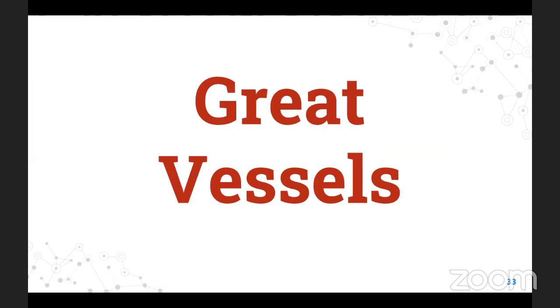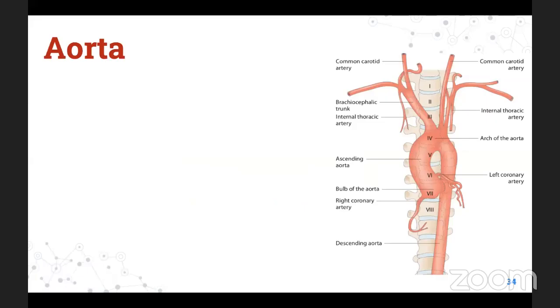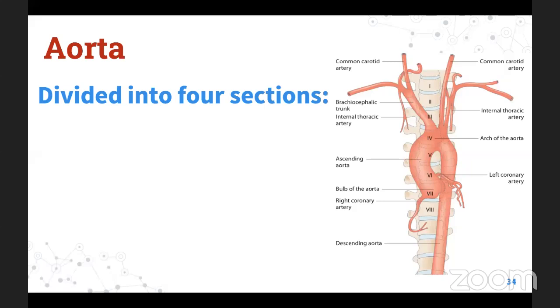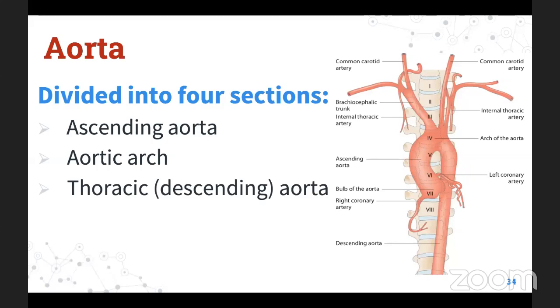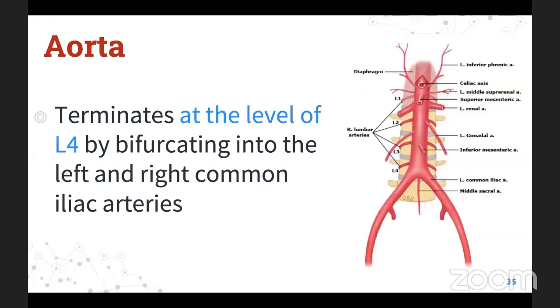Now we'll talk about the great vessels. We'll talk about the aorta and pulmonary trunk specifically. We'll start by talking about the aorta, with an overview, then we'll talk about each segment of the aorta separately. Aorta can be divided into 4 sections: ascending aorta, aortic arch, thoracic or descending aorta, and abdominal aorta. It terminates at the level of L4 by bifurcation into left and right common iliac arteries.